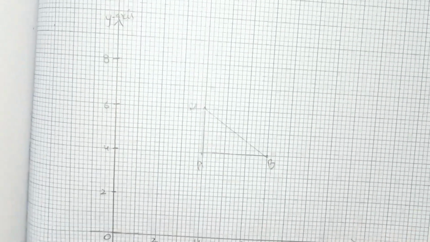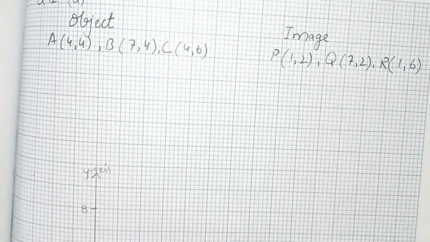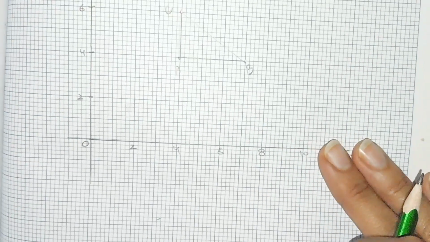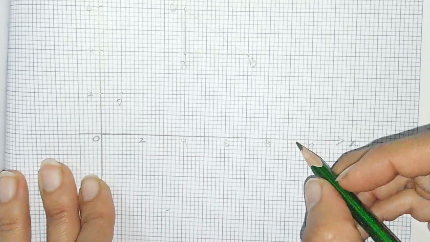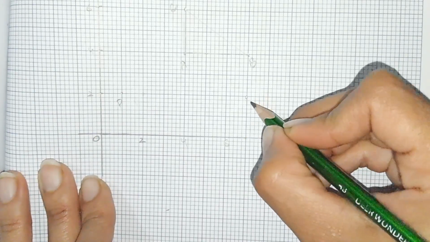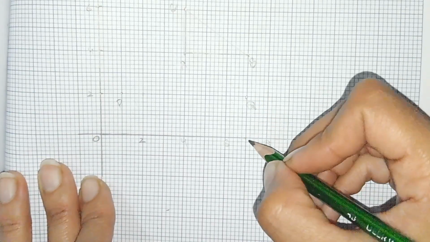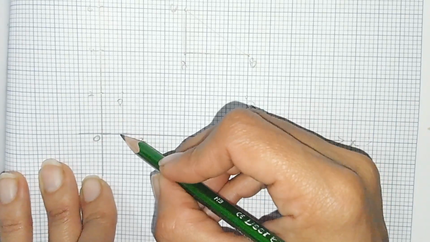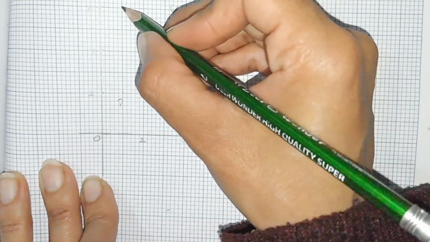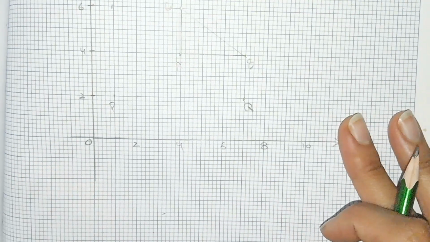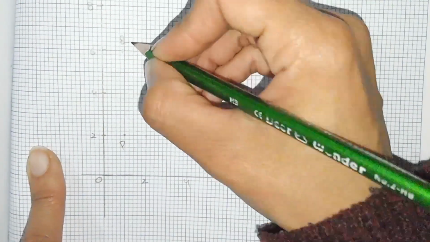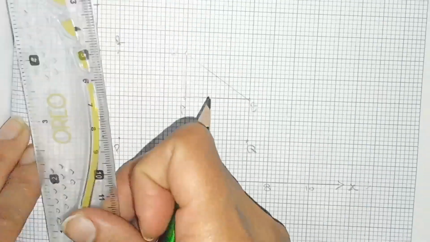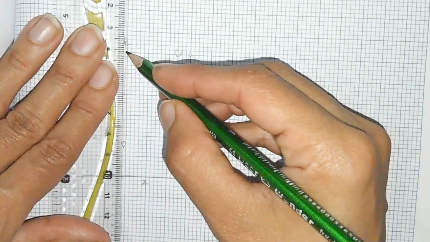Students, we have to plot the image. P is (1, 2). This point is P. Q is (7, 2). This one is Q. R is (1, 6), and this is the point R. Now we have to join these points and make the image of the triangle ABC.